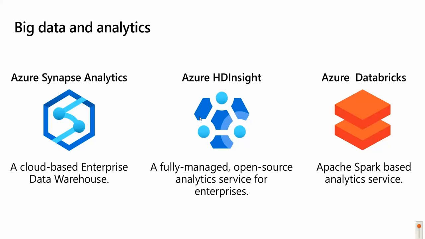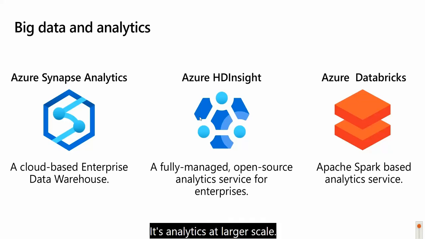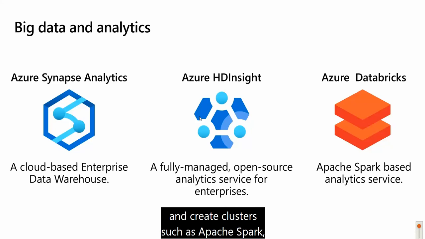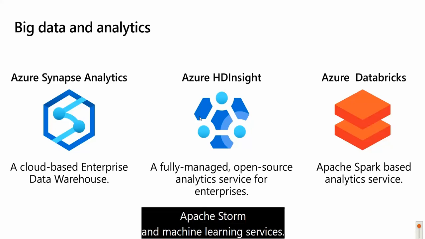HDInsight is a fully managed open source analytics service for enterprises. It's analytics at large scale. It is a cloud service that makes it easier, faster, and more cost-effective to process massive amounts of data. HDInsight allows you to run popular open source frameworks and create clusters such as Apache Spark, Apache Hadoop, Apache Kafka, Apache Storm, and machine learning services.